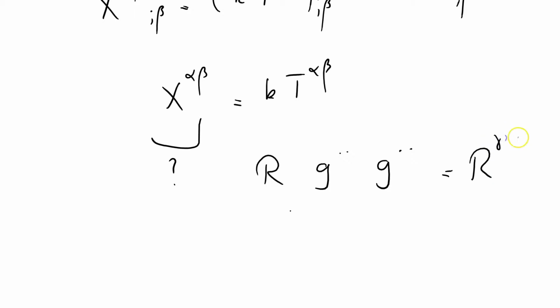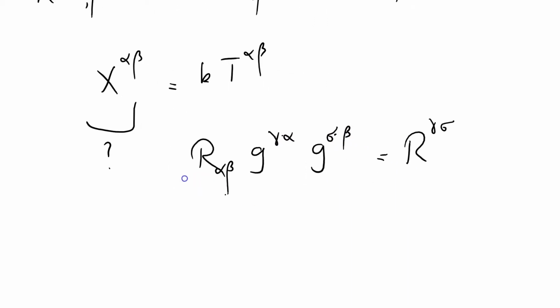We'll call that gamma and sigma. So that's the gamma and that's the sigma. And we've got the Ricci tensor alpha beta here, so it's summed on the left over alpha and beta. And we've got a Ricci tensor, but with two upstairs indices to match the two upstairs indices here.